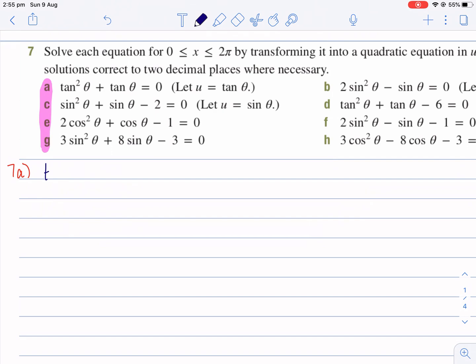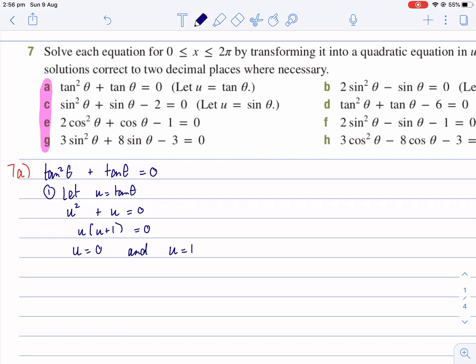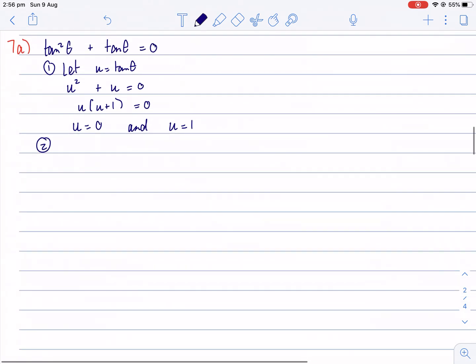So we've got tan squared theta plus tan theta equals 0. So step 1, let u equal tan theta. So we've got u squared plus u equals 0. So we've got u, u plus 1 equals 0, u equals 0, and u equals negative 1. Step 2, solve each of these. Tan theta equals 0. Tan theta equals negative 1.